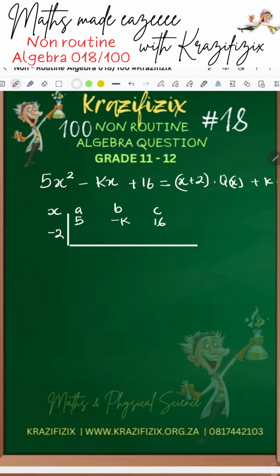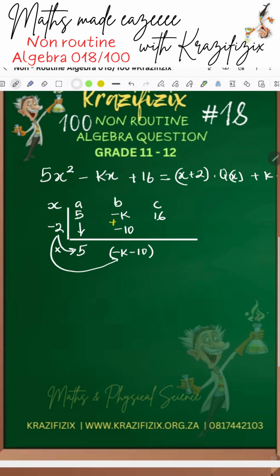I want to show you something. So what we do is we drop this 5. Whatever number is there, we just put the 5. Now, watch this principle. You're going to multiply this and this. Negative 2 times 5 would give us what? Negative 10. Now, what you do here is you add. So negative k plus negative 10 would give us negative k minus 10. We repeat the same principle of multiplying. We take this and multiply with that. What would that be? Negative 2 times negative k would give us positive 2k. Negative 2 times negative 10 would give us positive what? 20.